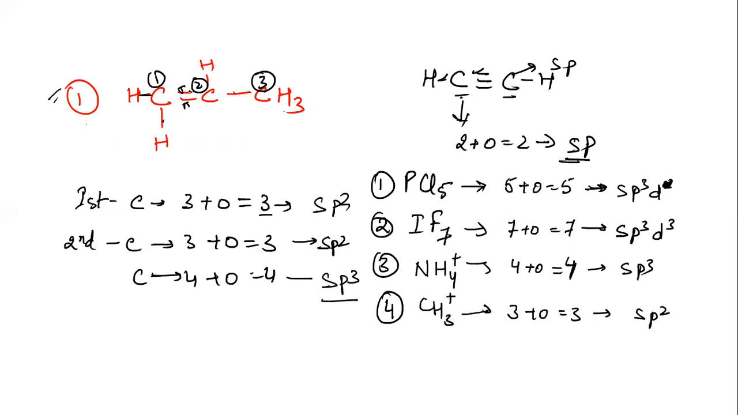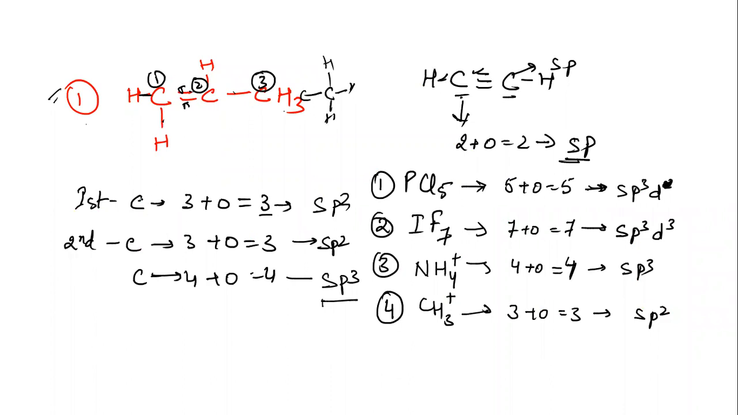Now the second carbon. 1, 2, 3. So sp2, again sp2. Now what about the third carbon? 1, 2, 3, 4. 3 hydrogens are there. So 1, 2, 3, 4. 4 means sp3. So the first and second carbons, which are attached with the double bond, have sp2 hybridization, and the next carbon is having sp3. I think the previous point is clear.